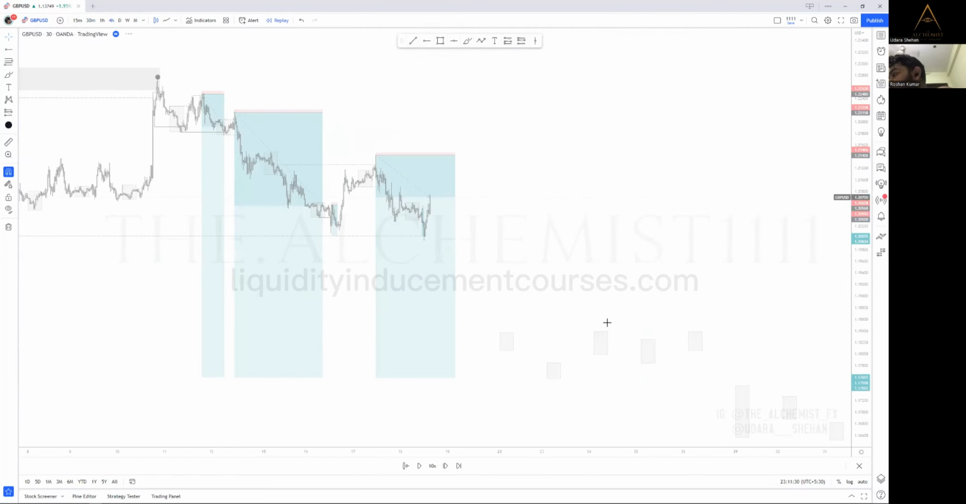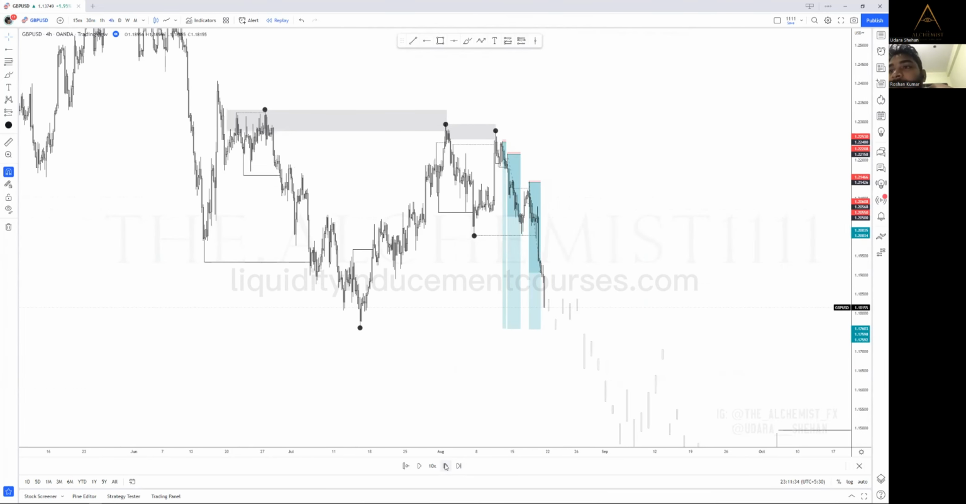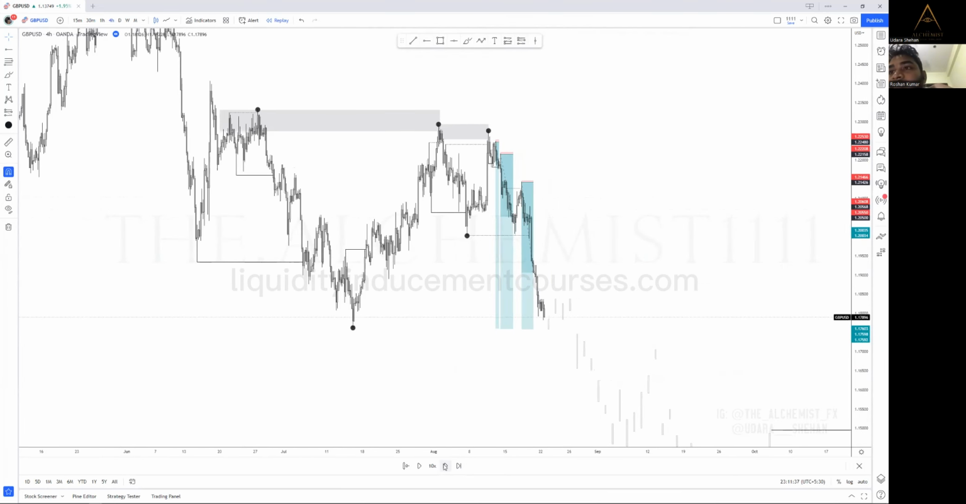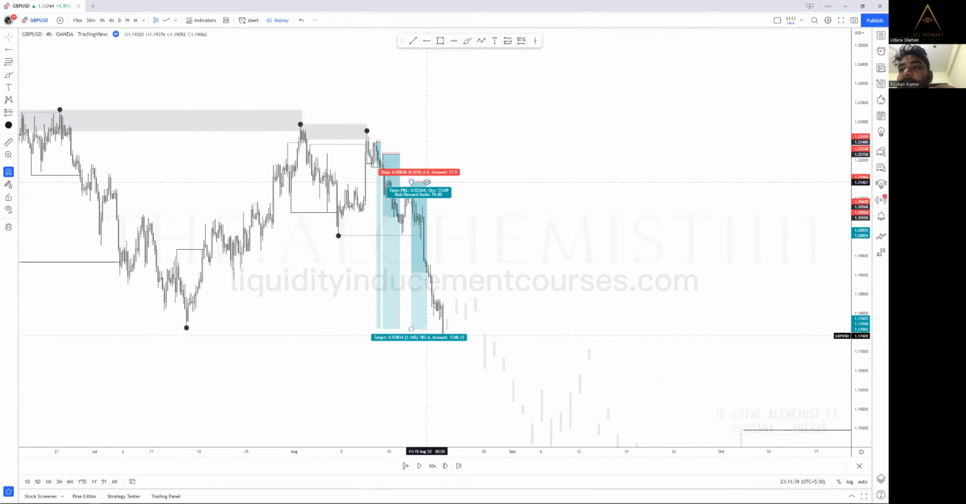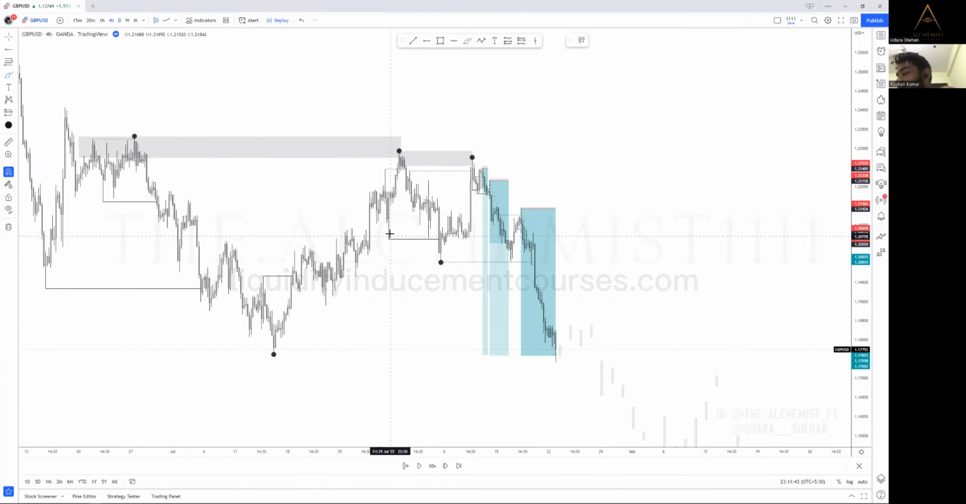So look at the move then. What happens? Right into, melting into the external range liquidity. That is how we could have played with the daily range. I told you, right? After this break right here, what is it? Asia sell, Asia sell, Asia sell.